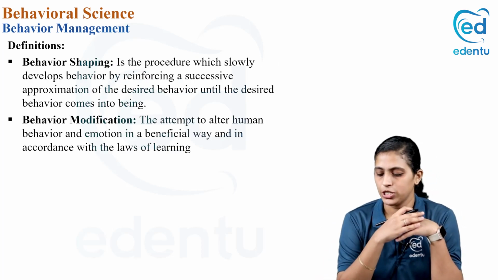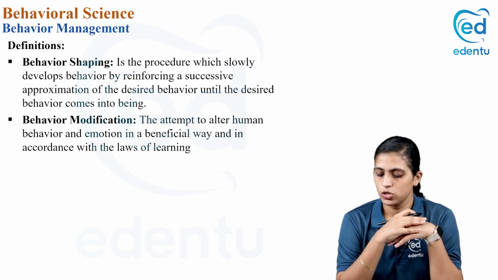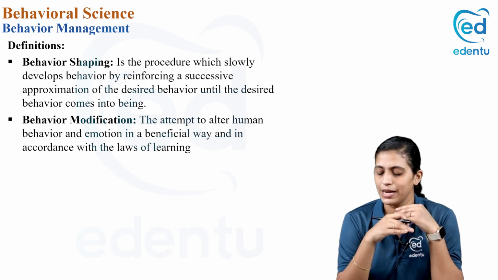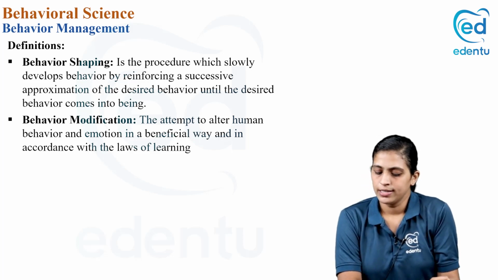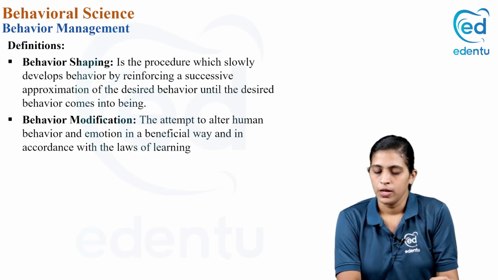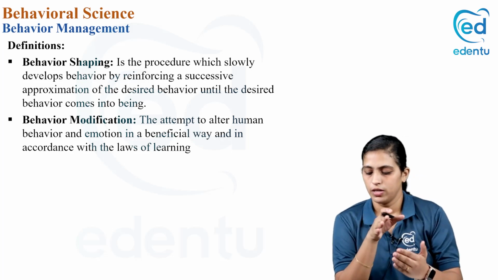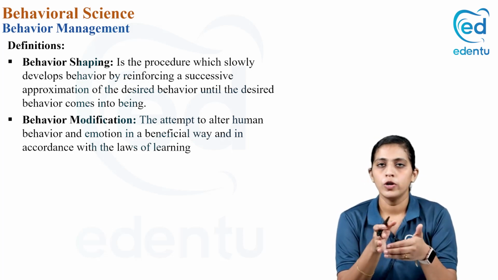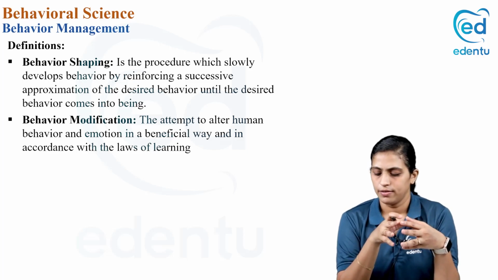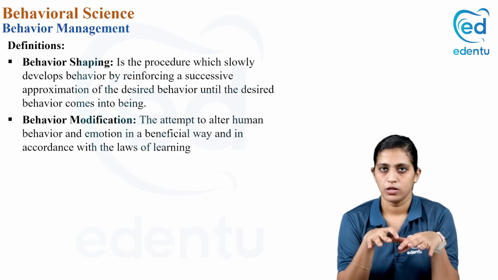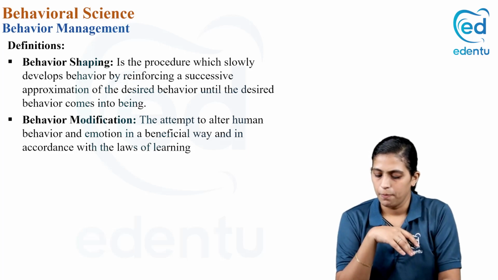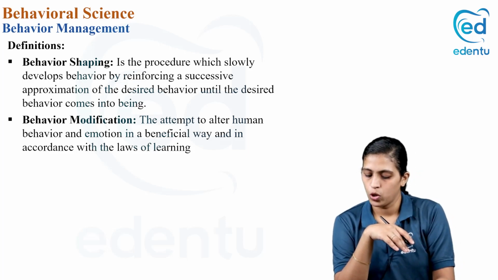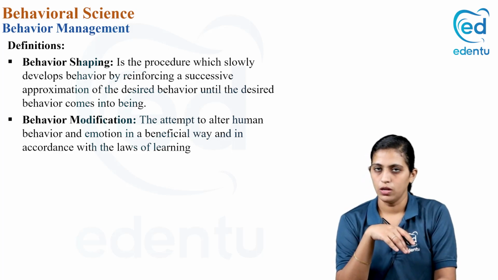Next is behavior shaping. It is a procedure which slowly develops behavior by reinforcing a successive approximation of the desired behavior until the desired behavior comes into being. So this is like we are molding the child, and we are reinforcing what is expected of the child until we get what we desire. Next is behavior modification, the attempt to alter human behavior and emotion in a beneficial way and in accordance with the laws of learning.